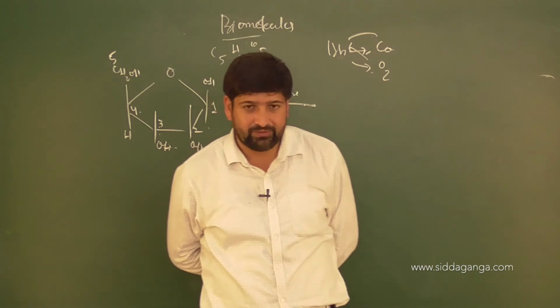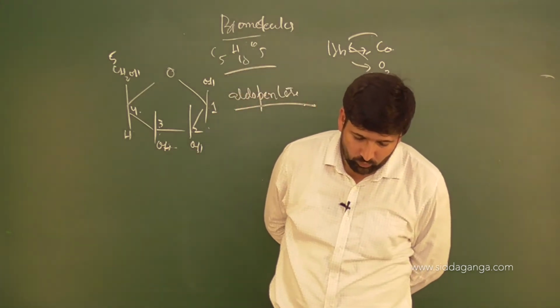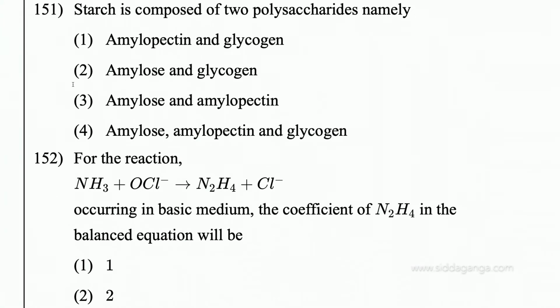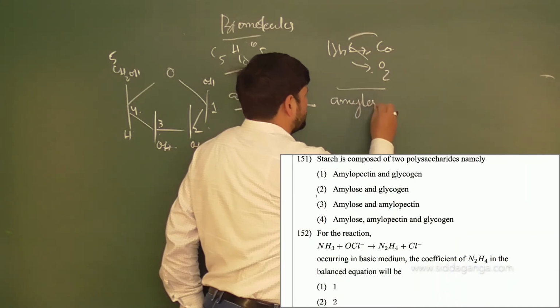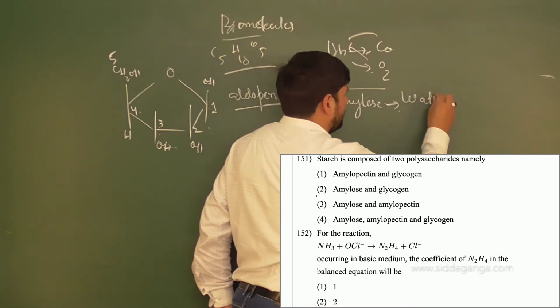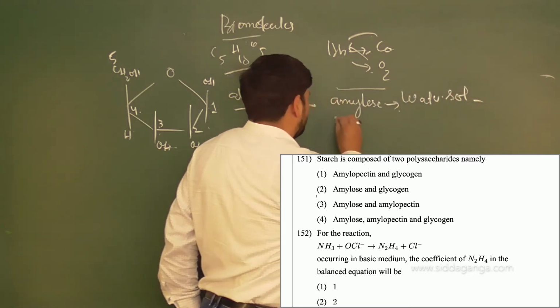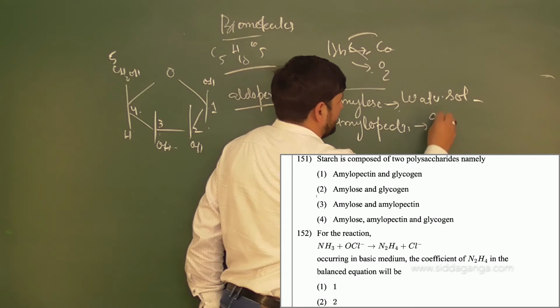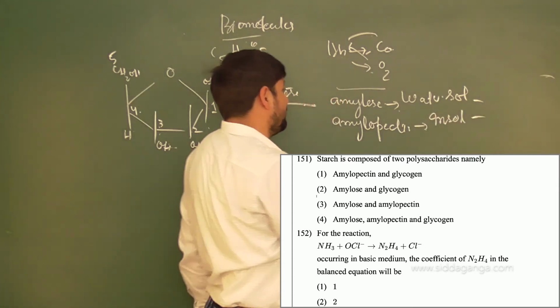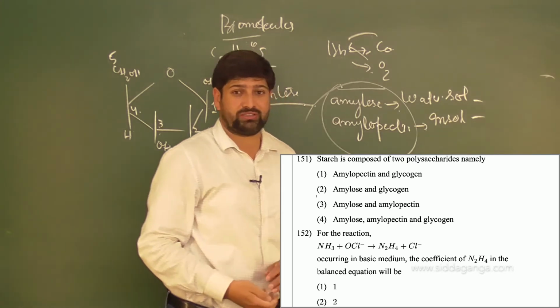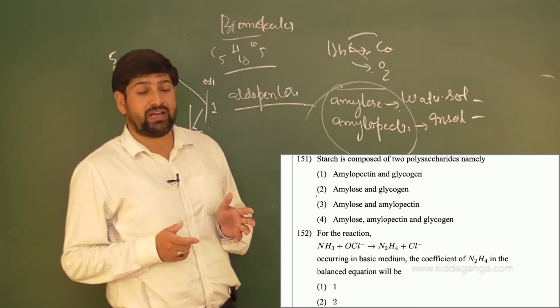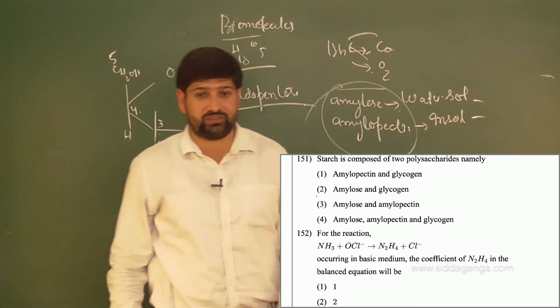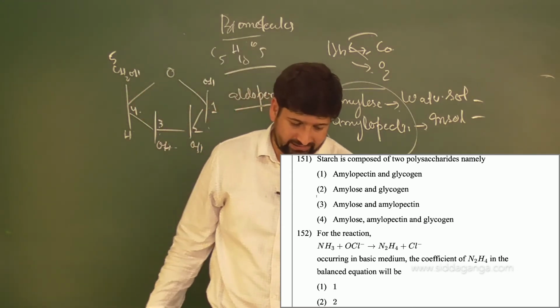Question number 151. Starch is composed of 2 polysaccharides. What are they? Amylose and amylopectin. And we all know children, amylose is water soluble and amylopectin is insoluble in water. It is more branched. Amylose and branching on the whole makes the starch molecule amylopectin. So the correct option is option 3. Amylose and amylopectin. Next question children.